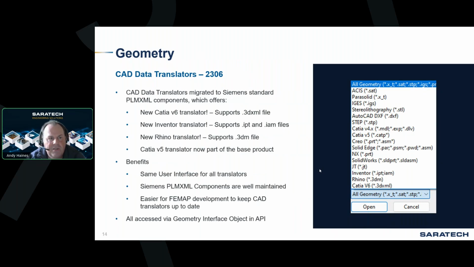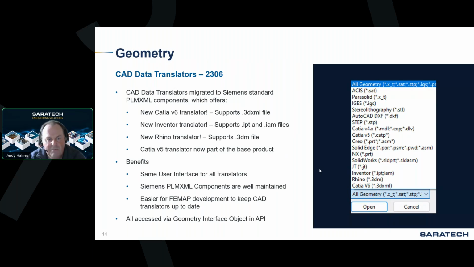In 2306, we changed how we access all of our CAD data translators. So now we're using the same components as a lot of the rest of the products at Siemens. So what did this get us? It got us a new CATIA V6 translator, an Inventor translator, and a Rhino translator. And if you'd ever been paying for the CATIA V5 translator before, it's now part of the base product.